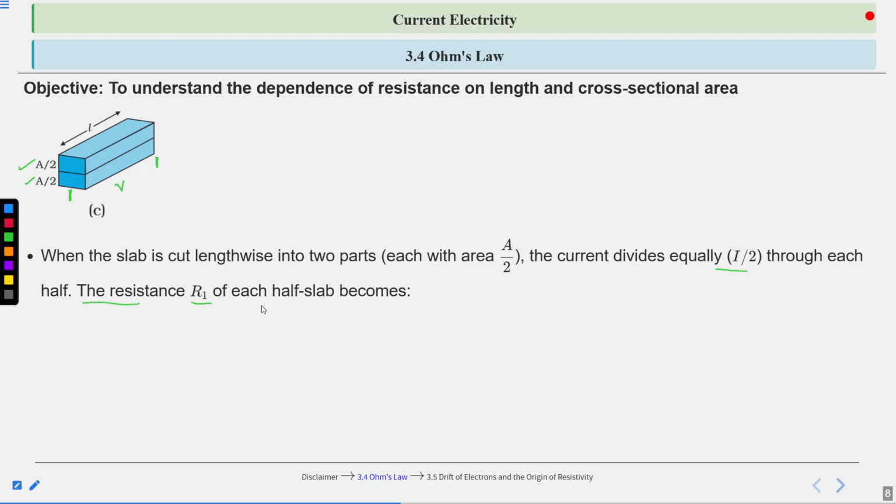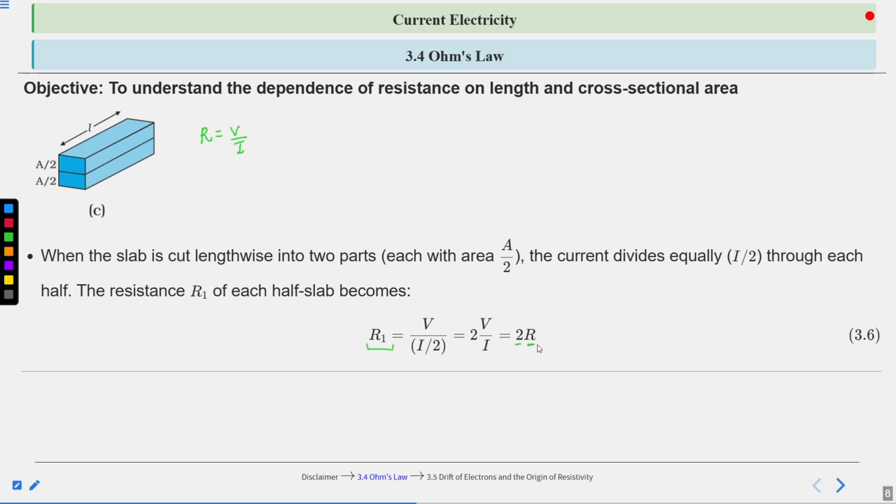Now consider the resistance R1 of each half slab. Either it is the upper half or the lower half, because they are cut into equal parts. So for any of the half slabs, R1 is given by V upon I by 2. So 2 will go in the numerator. We know that for the whole slab, R equals V upon I. So V upon I becomes R for the whole slab. Now the resistance of the half slab is becoming 2 times the resistance of the full slab.